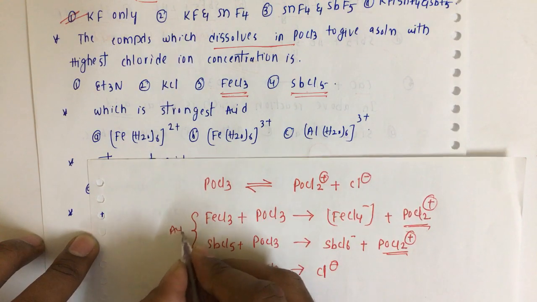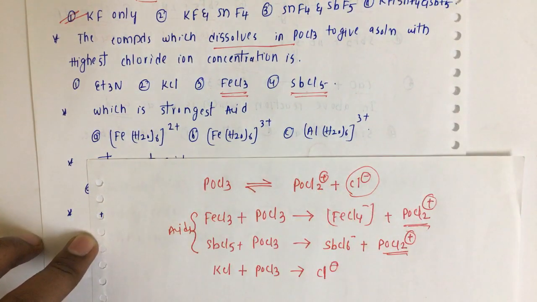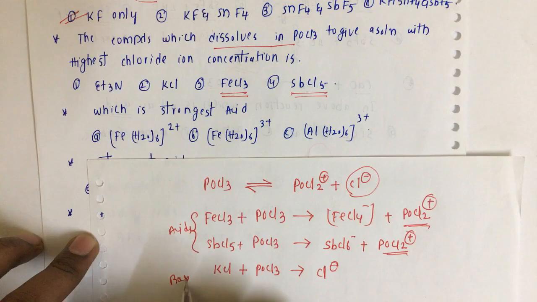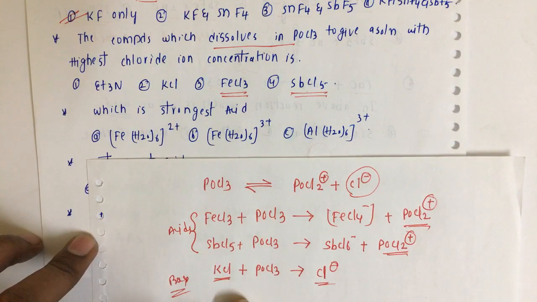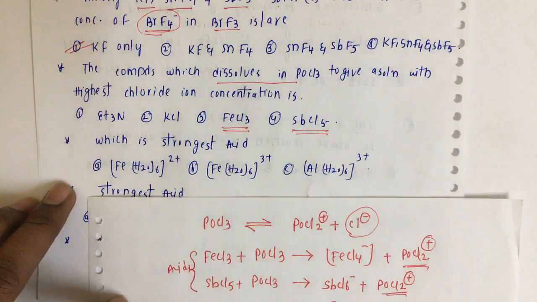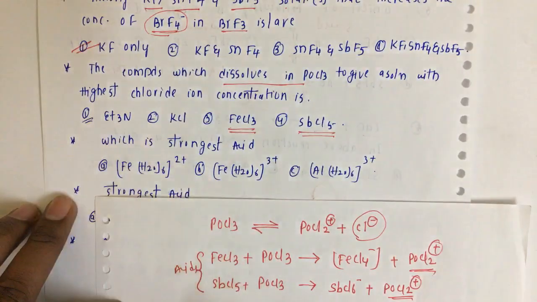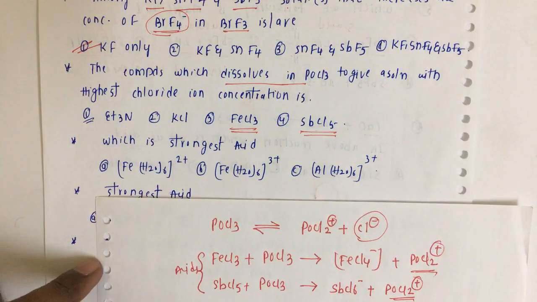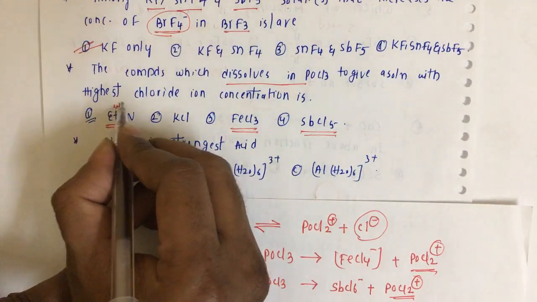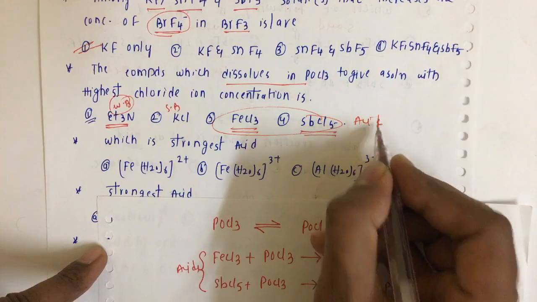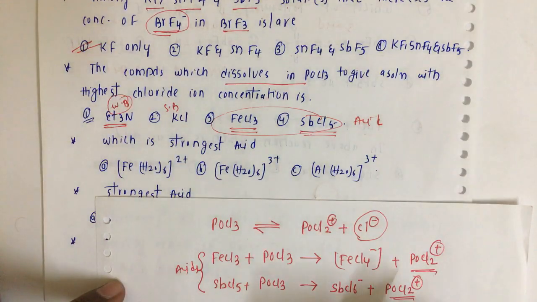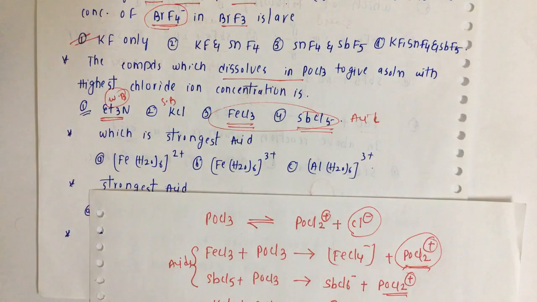So for the Cl minus ion concentration to increase, some compound which acts as a base is needed. In the case of KCl, Cl minus is produced, so only in this case the Cl minus ion concentration is increasing. Triethylamine is a weak base, not that strong, so we need not take it into consideration. This is a weak base, this is a strong base, and these are the acids, because when these two react with POCl3 we get POCl2 plus. Because of that, these two are acids.